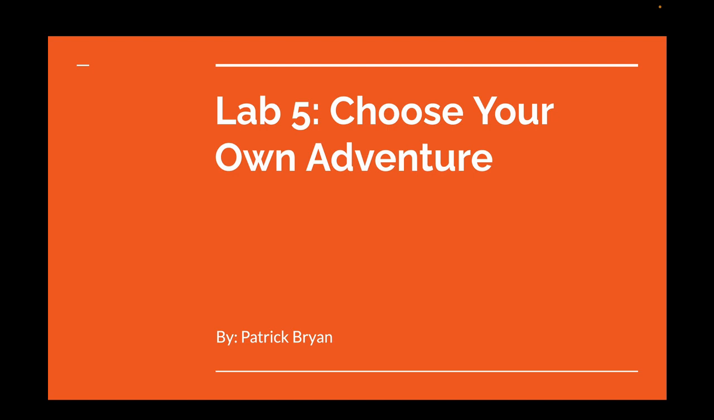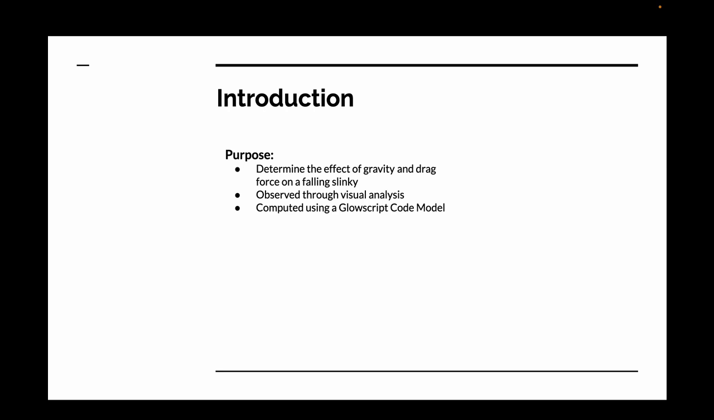Hello, and welcome to Lab 5, Choose Your Own Adventure. Introduction. The purpose of this lab was to determine the effect gravity and drag force had on a falling Slinky. This was observed using visual analysis via Tracker and computed using a computational model through GlowScript code.